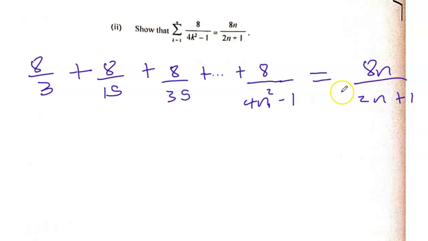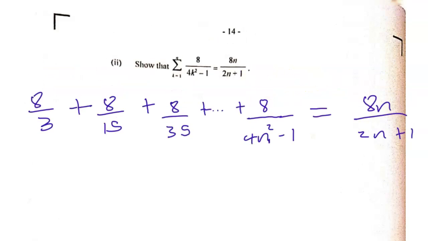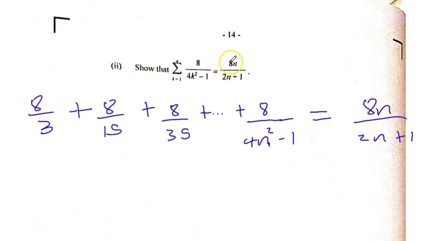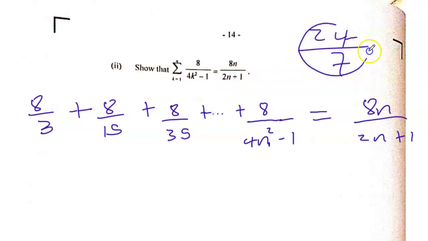So the formula on the right hand side gives us the summation of the first n terms. Remember the summation of the first three terms was 24 over 7. Notice if you substitute 3 into this, 8 times 3, you end up with 24. And you substitute 3 in the denominator, 2 times 3, 6 and 1, 7. So when you substitute n equal to 3, you get the summation of the first three terms, which we already know, 24 over 7. Alright, so it's just a straightforward proof by induction.